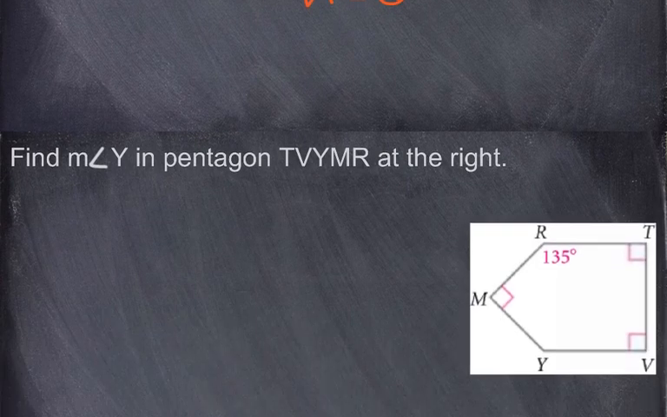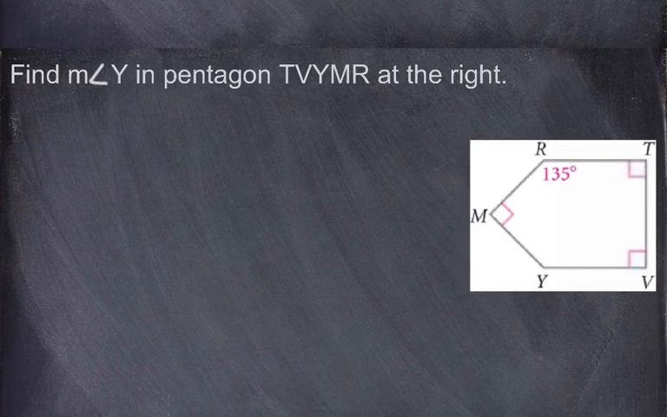Find the measurement angle y in this pentagon. So we have to find this angle measure right here. Now, again, we know 4 of the 5 measures of this pentagon. So the first thing we actually want to do is figure out what is the total degree measure of a pentagon.